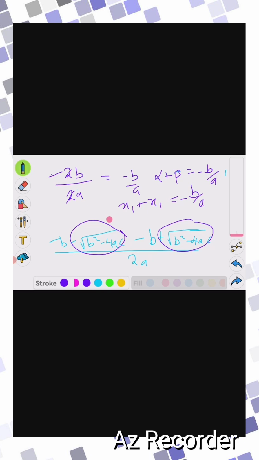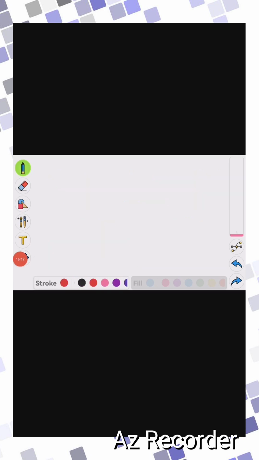And then what else can we do? We can also try and find the product of these roots. So finding the product of the roots, you're going to say, you had your negative b minus root of b squared minus 4ac over 2a, and then you had again negative b plus root of b squared minus 4ac over 2a.